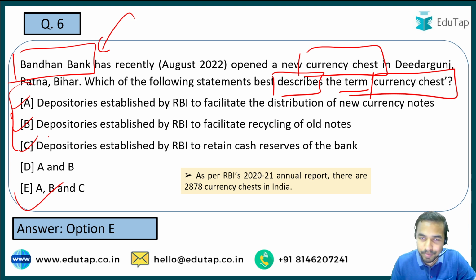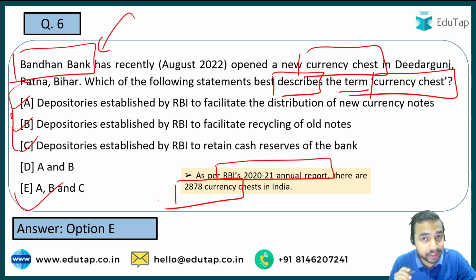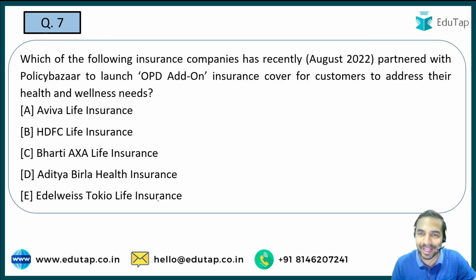And there is one more important point that you should remember from the RBI 2021 annual report: presently in India there are 2878 currency chests. These numbers are the updated numbers from the recent reports, and that's why you are really required to remember this from the exam point of view.